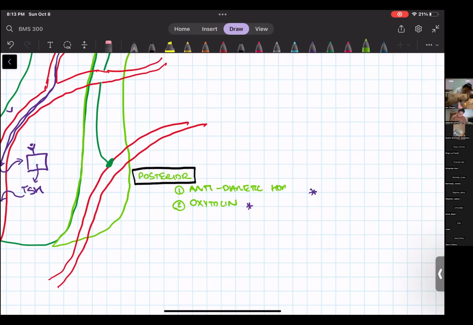Oxytocin and then antidiuretic hormone. Another name for this one, because I tend to use the other one a lot, just so you don't get confused, is vasopressin. Just so you know, they're the same thing. I learned it as vasopressin, so I totally spelled that wrong. Vasopressin, but just so you know.